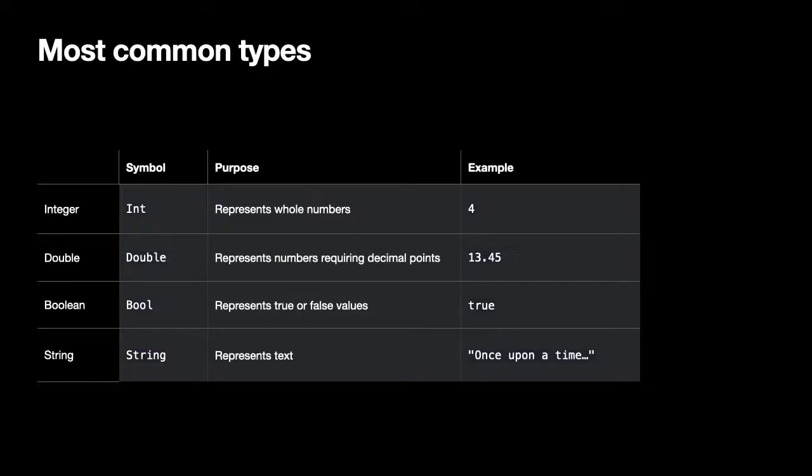Here are the most common built-in types in Swift. We have Int, which is an integer, and it represents whole numbers. We have Double, which represents a floating point number. We have Bool, which is a Boolean, which could be true or false. And we have String, which represents text.